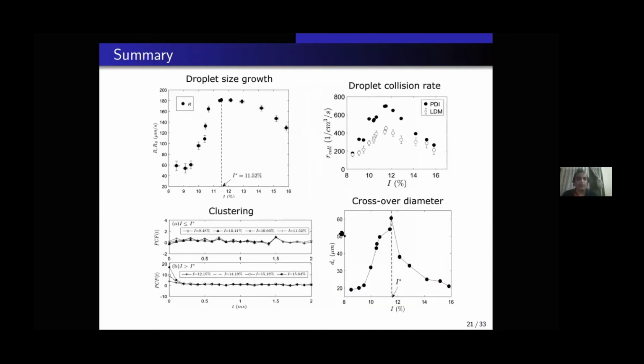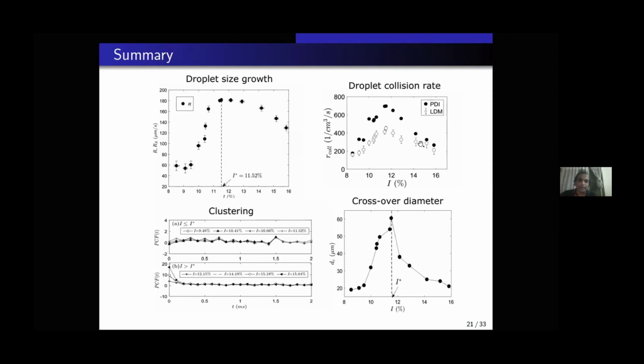So as a summary of the first part, we observed a trend for the droplet size growth rate. We identified the existence of an optimum turbulence intensity. We were able to complement, or to make sense of, the trend in the droplet size growth rate with a measurement of the droplet collision rates directly and through PDI.